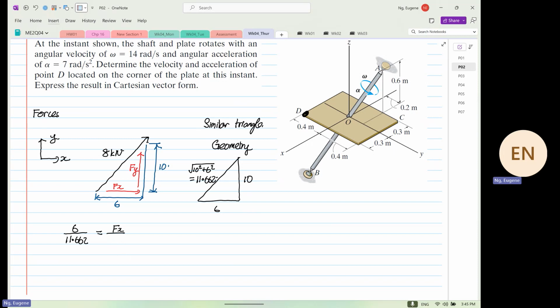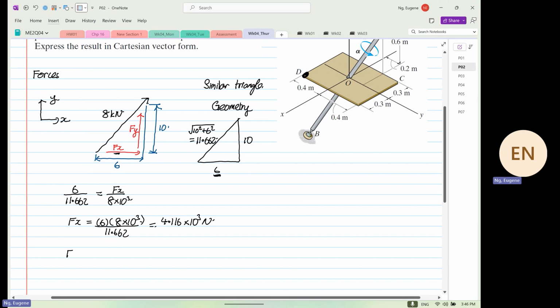Can you see why I call it similar triangles? Yes or no? You put 6 over here, 6 is equivalent to your Fx. 11.662 is equal to your resultant, 8 kilonewton. So from here, Fx is equal to 6 multiplied by 8 times 10 to the power 3 divided by 11.662, which is equal to 4.116 times 10 to the power 3 Newton.